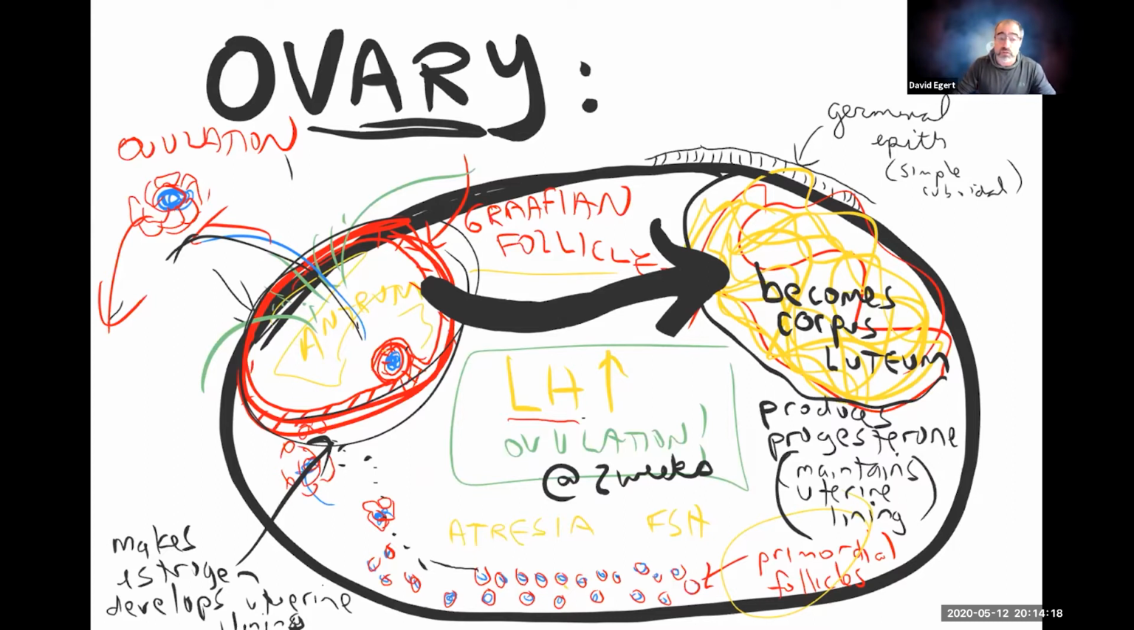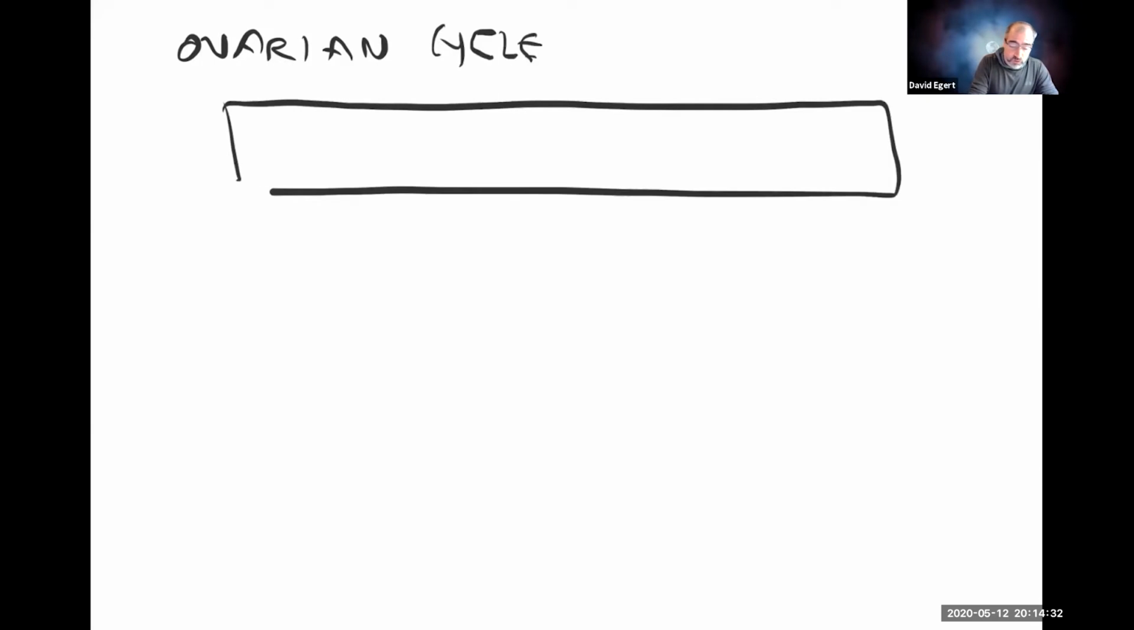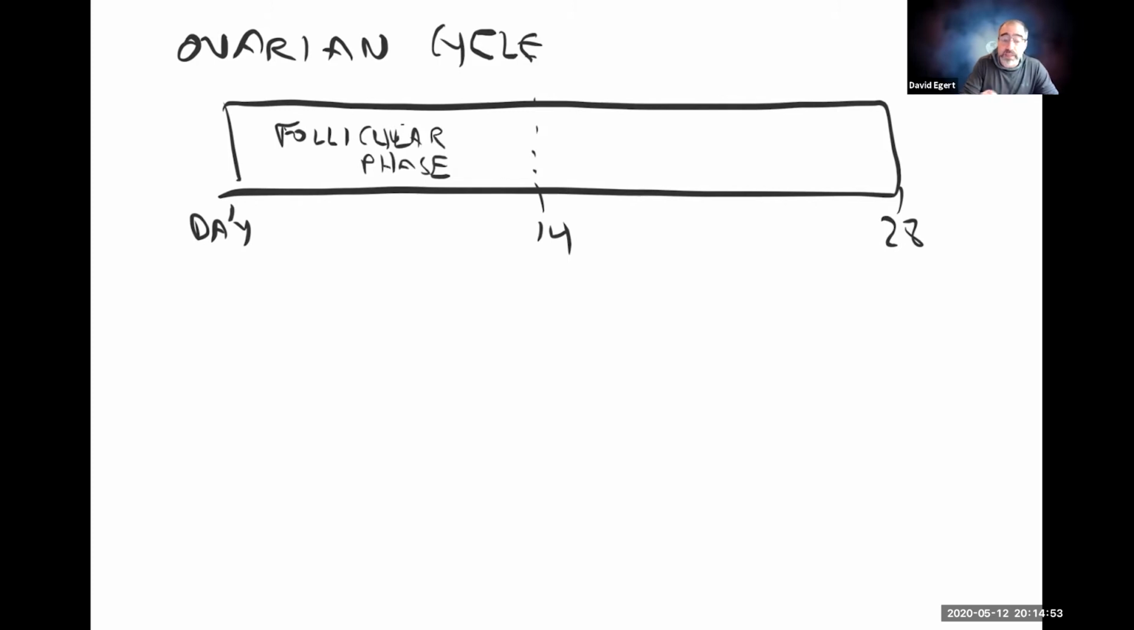People talk about the ovarian cycle. We're going to talk about that as we go along in more detail, and then we're going to tie it into the uterine cycle. But basically, the ovarian cycle is just going to be over the course of day 1 to day 14, and it can vary from woman to woman, but somewhere around this. We have the follicular phase, where the follicle is developing. At day 14, there's ovulation.